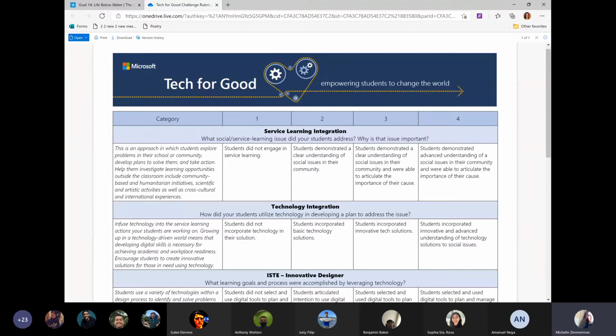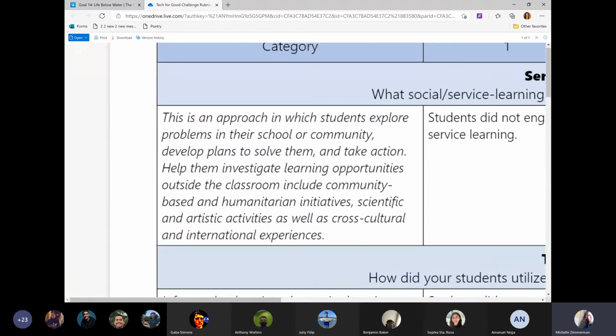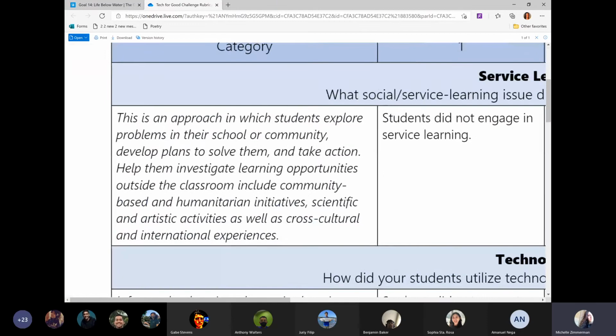The impact that you can choose to have with this by bringing awareness or starting a concept is a type of service learning. So I'm going to zoom into this section just a little bit more so you can see what I'm talking about. It's an approach in which students explore problems in their school or community, develop plans to solve them, and take action. This is one reason why I recommended civics, because you can show civic engagement by bringing awareness to people who may not know things about the oceans or life below water or how it relates to our life now.